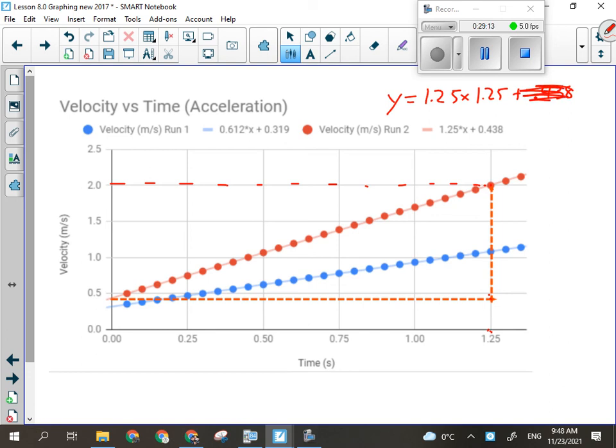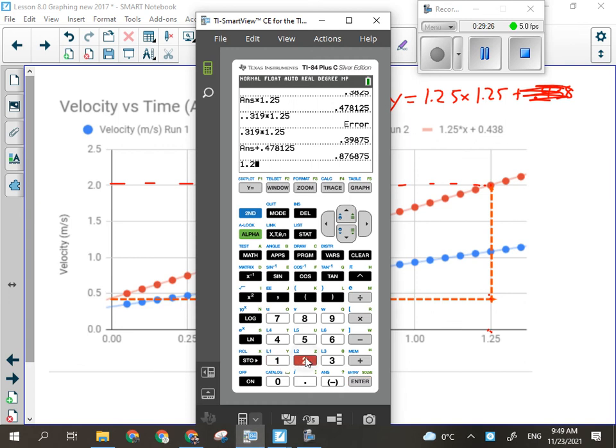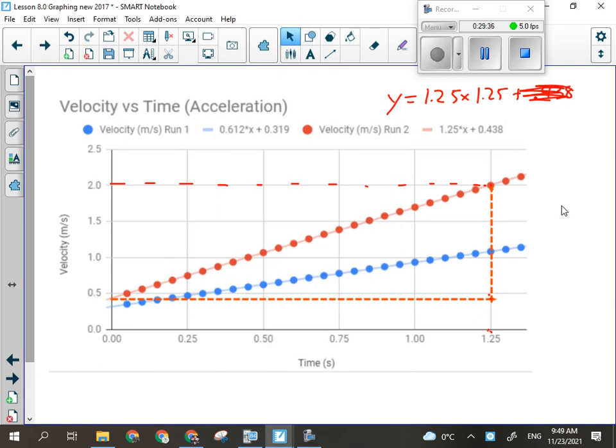So 0.125, so we're looking at 6.25? No. 1.25 times 1.25. Sorry, 1.56. What was I thinking? Anyway, 1.56 is the height of my triangle.